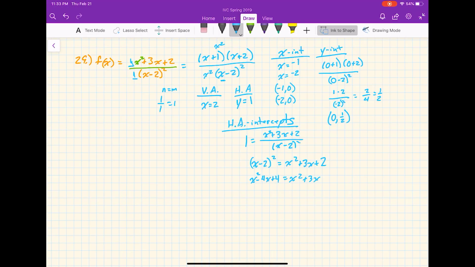And 3x plus 2, there we go. All right, so the x squareds are going to cancel each other out, because if I subtract x squared from both sides, they're just going to be gone. So that leaves me with negative 7x, by switching and combining like terms, is equal to negative 2.